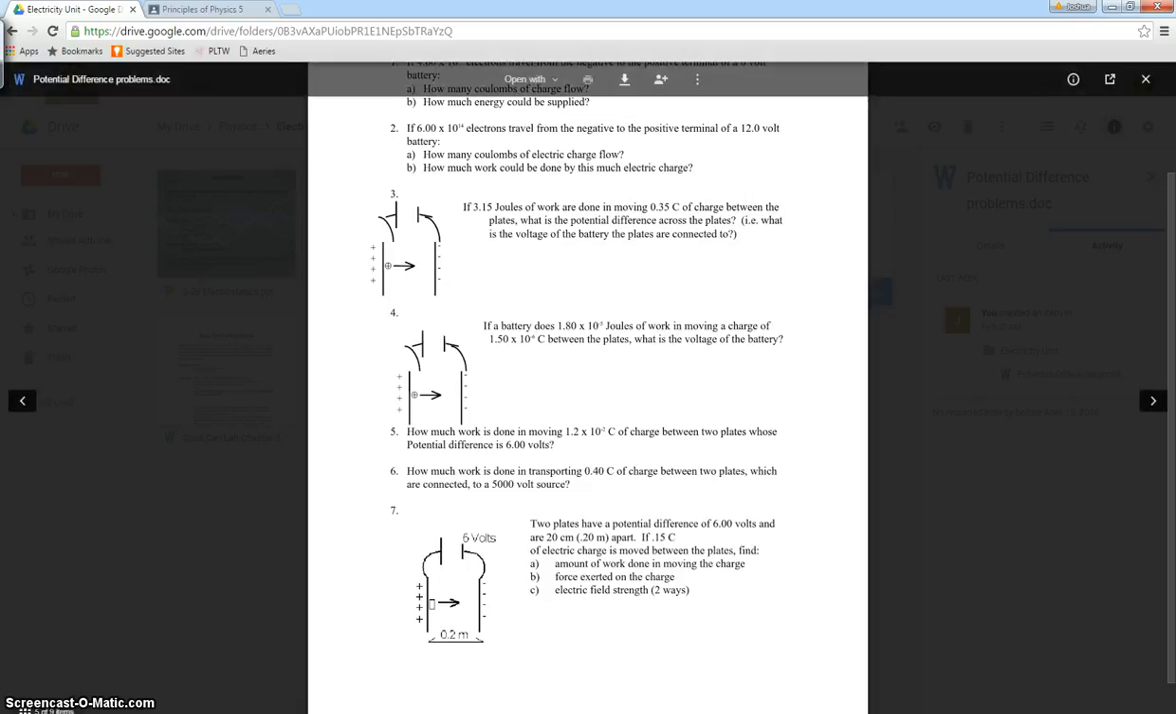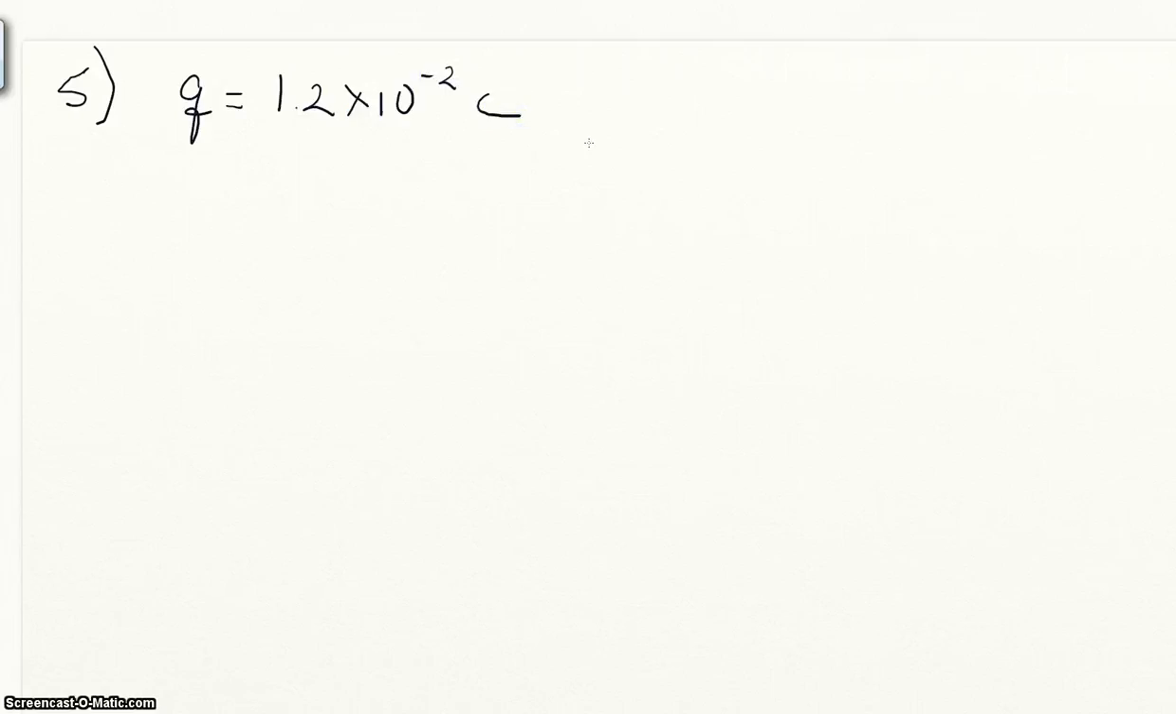I'm going to go to my sketch pad and we'll get started. So here we go. We're going to start with problem number 5. And I'm going to write down what we have, our given. First one was our charge, and we have a charge of 1.2 times 10 to the negative 2 coulombs. And we also have an electric potential difference, or a voltage, of 6 volts.